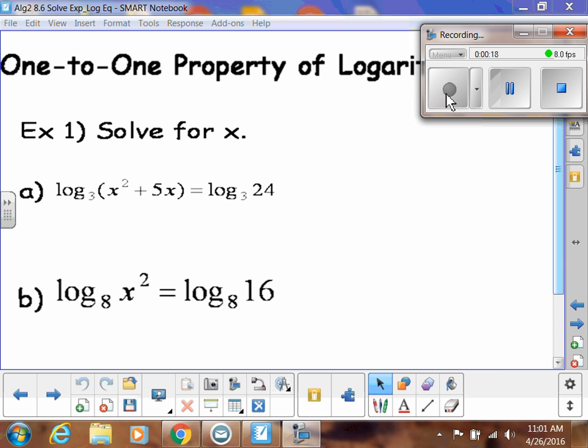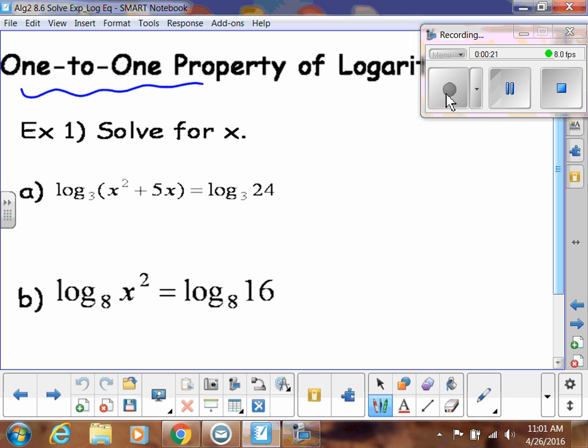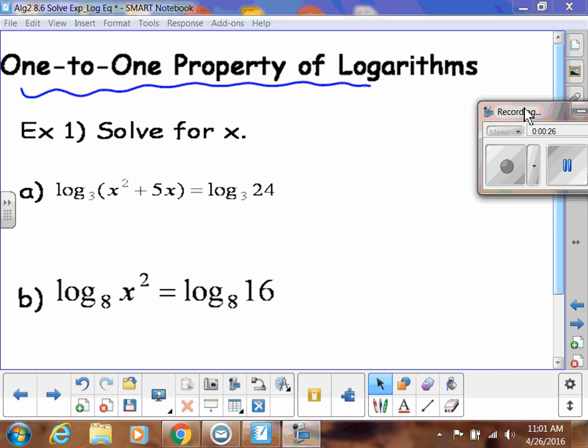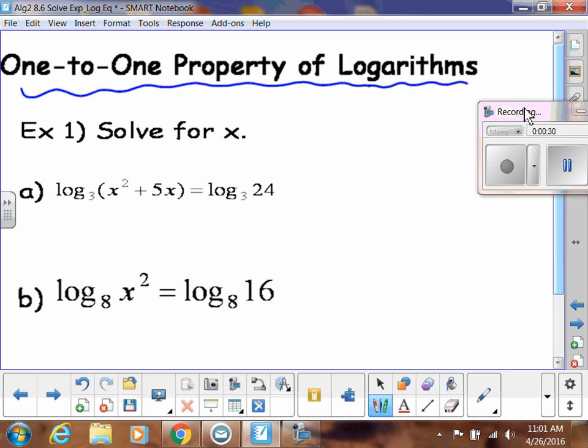So the first new one I want to talk about is the one-to-one property of logarithms. One-to-one just means that they match up. What looks like it should be equal to each other is going to be. So notice that I have log base 3 on this side of the equation and log base 3 on that side of the equation. And then I have two different things behind each log base 3. Well, if these log base 3s are equal, then I know those values after them are going to be equal.